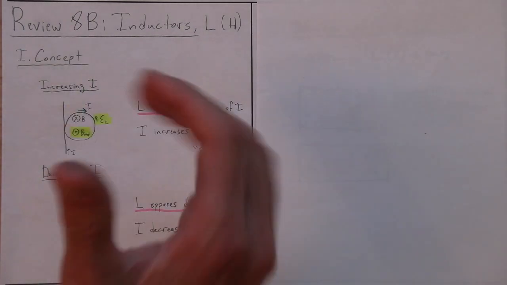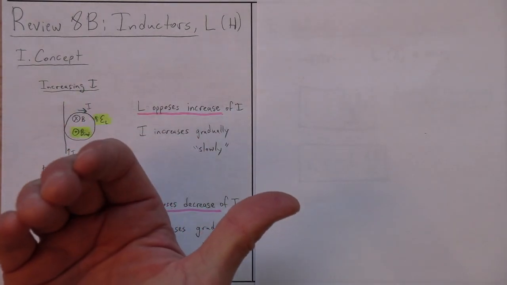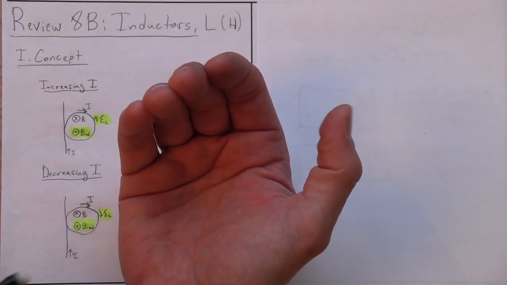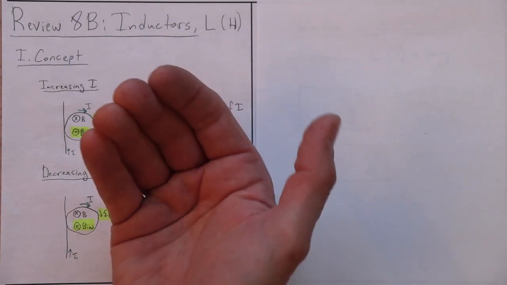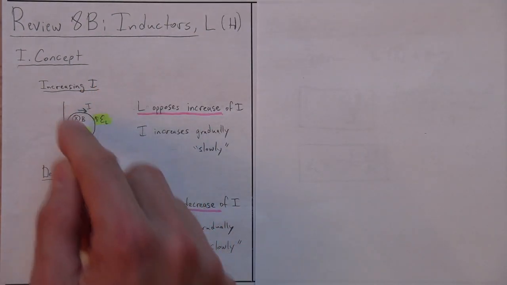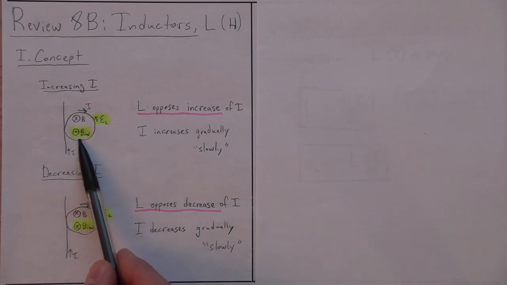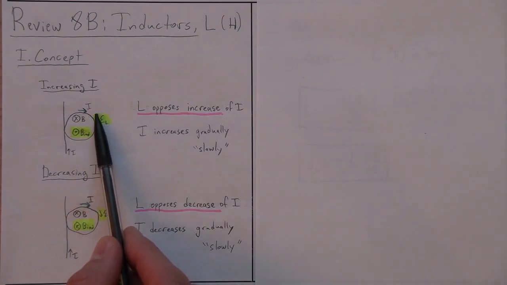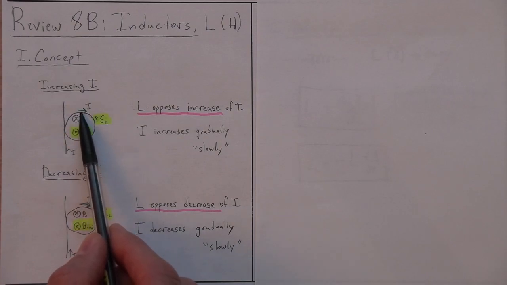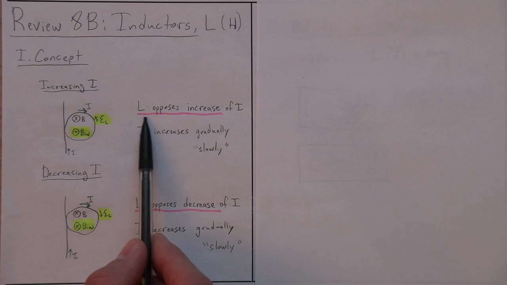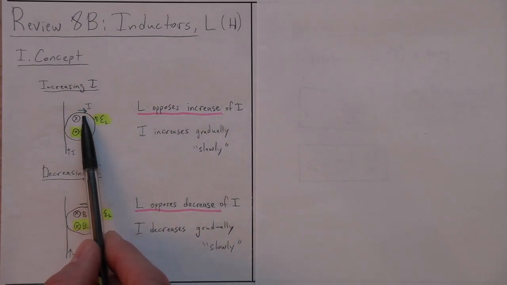And then again, by this right-hand rule, we could put our fingers up out of the wire loop, indicating the magnetic field induced, and we see that the current induced, the voltage induced, is going counterclockwise. So from induction, we can see that the voltage induced is opposing the current. So this inductor L opposes the increase in the current.